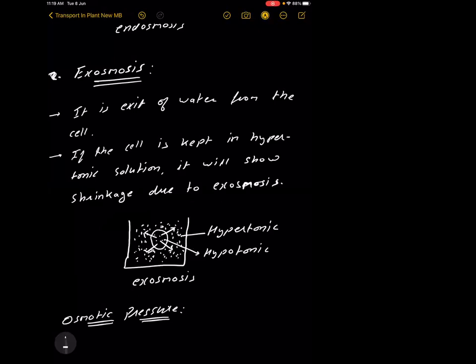If the environment is dry, that is a different point. Suppose the environment is dry. Again, the inner solution becomes concentrated and water moves out. In the case of stomata, in transpiration, water moves out in the form of water vapors.